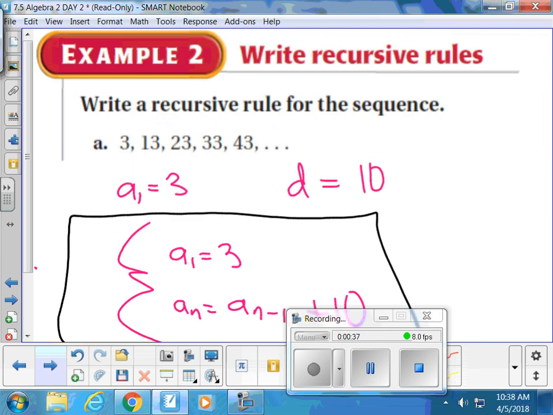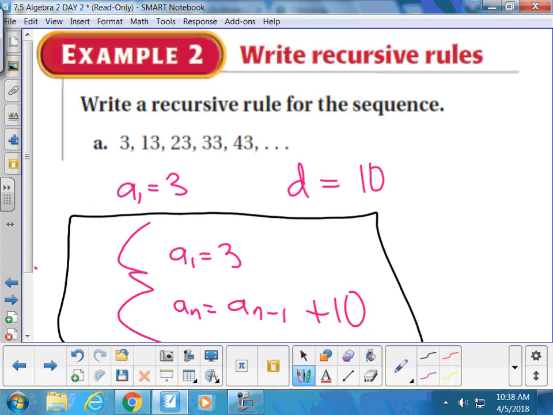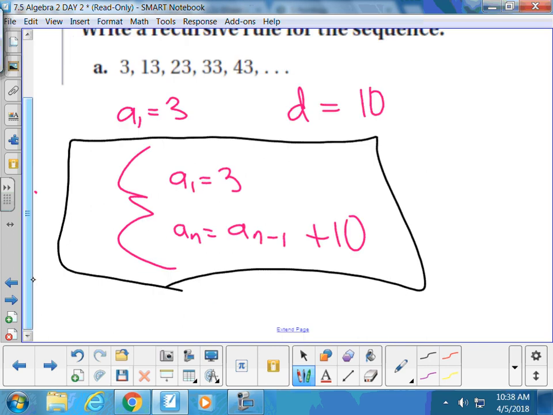So what we're doing today is looking at sequences and coming up with an equation written recursively to summarize. We actually already did this problem before I remembered I didn't start the video, so let me just recap what we did. Our first term was 3, right out front. And we figured out they were adding 10 each time. So my constant difference, my d value, was 10.